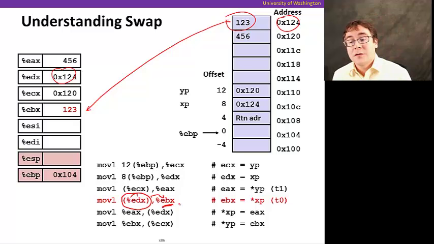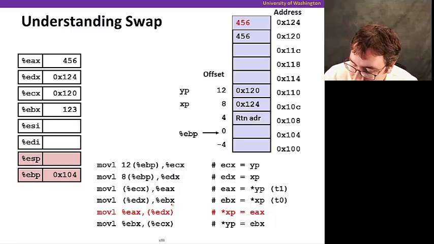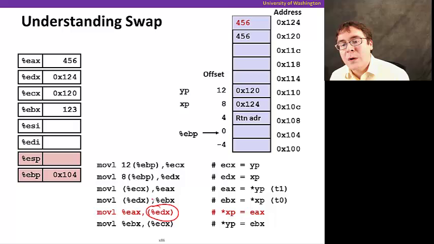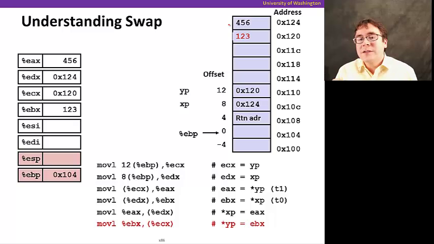So what are we going to do now? Now we're going to get the contents of EAX, which was the contents of YP, and store it in XP, because we're swapping, right? We still have the address of XP in EDX, so now we have this as a destination operand. When we do that, this gets updated with the contents of EAX. And the same thing happens when we're storing to YP. Note that we just left the addresses of the pointers in the registers because we use them to read from the locations and then later to write to them.